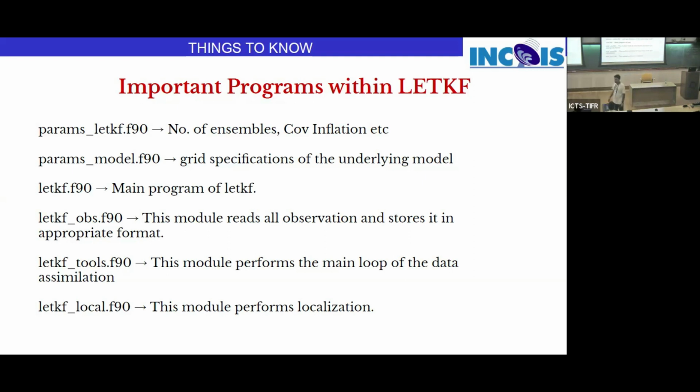One means? No inflation. There won't be any inflation. Essentially it's a multiplicative factor. So you multiply your analysis with this factor. Multiplying with 1 means you are doing nothing, keeping it the same as it is. Okay. Next, can you open params_model.f90?